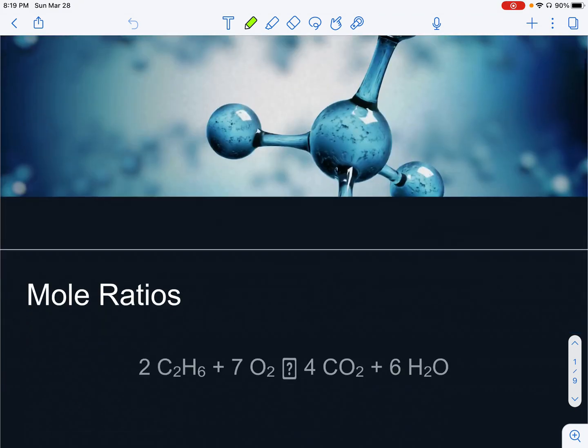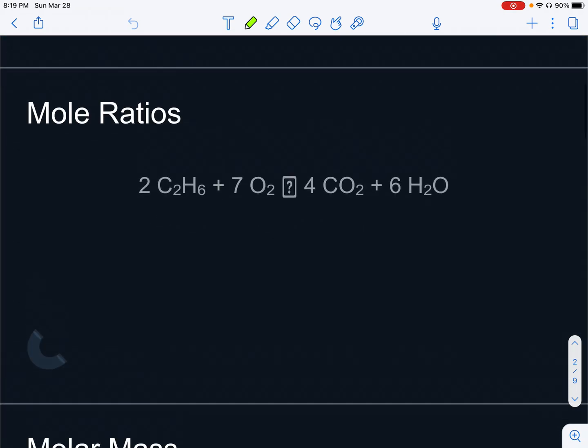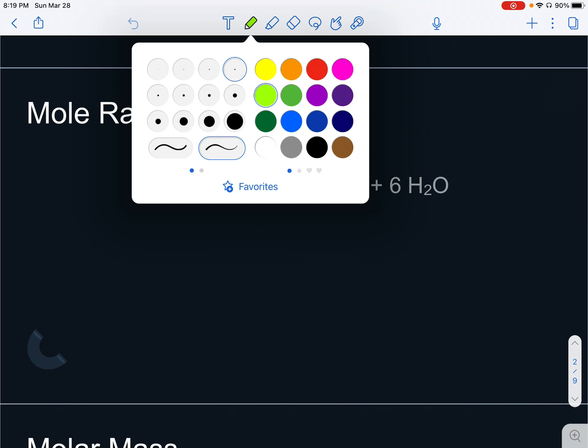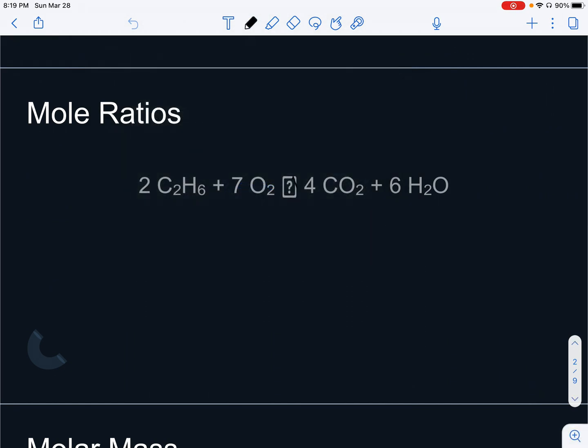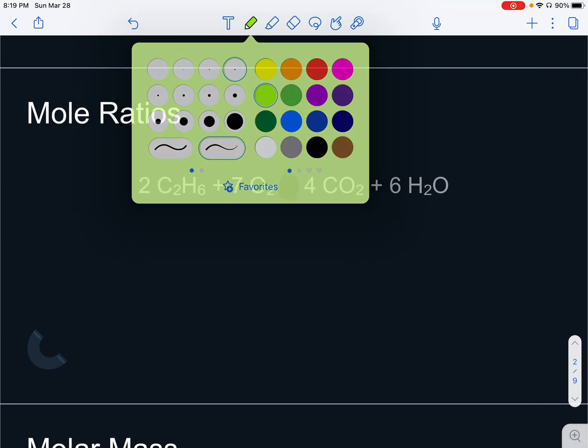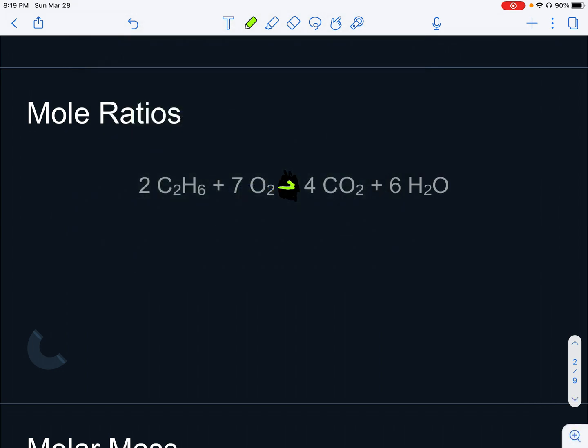So it begins with the chemical equation, which we've seen before. My app here does not like the arrow that is in Microsoft Word, so I'm going to go ahead and draw in my own arrow in a nice color here. There we go. So this reaction we've seen before. This is the reaction of ethane with oxygen in a combustion that produces carbon dioxide and water.